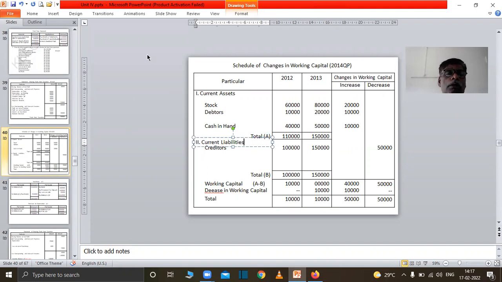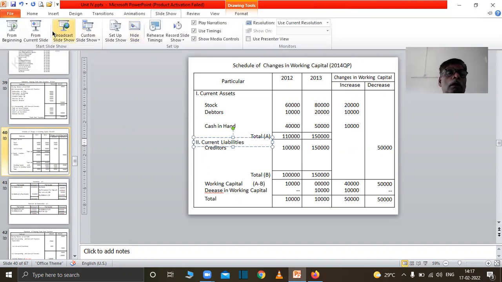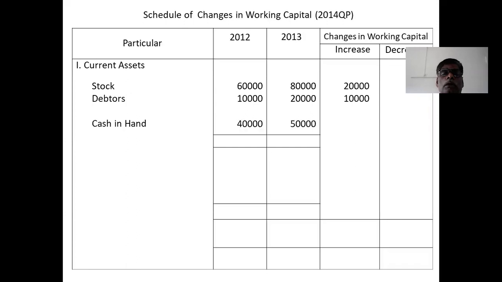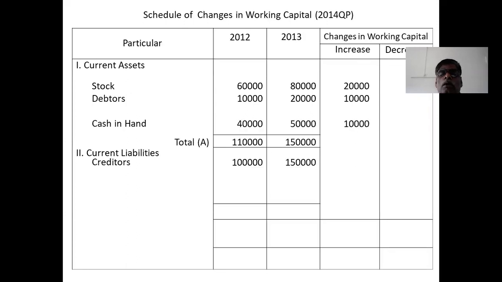You take current liabilities. There is only one current liability, and that current liability is creditors. 1,00,000, 1,50,000. The 50,000 increase is there. You take it in the decrease column and take the total. Current liability total: first column 1,00,000, second column 1,50,000.